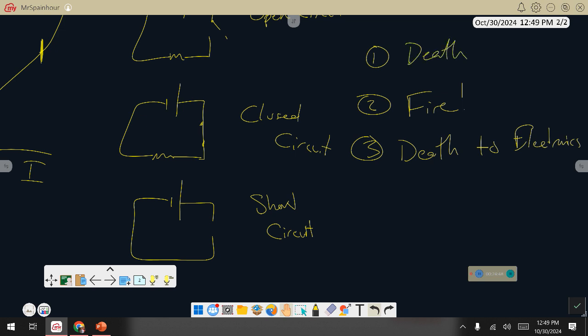Okay, so house death. All right, and finally, death to electronics. Okay, I'm trying to make this more metal than it actually is.